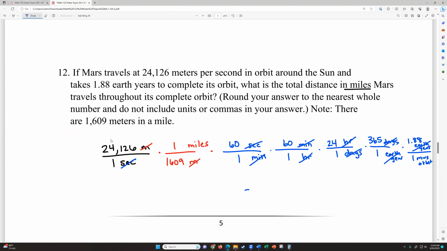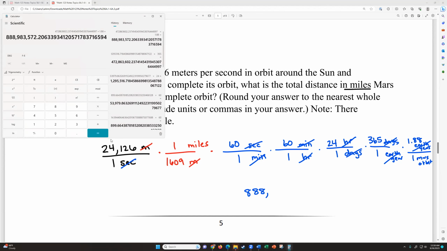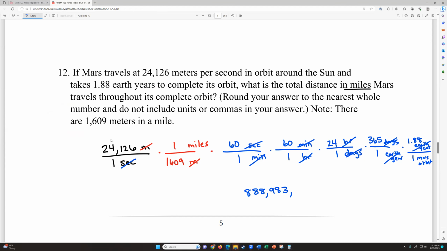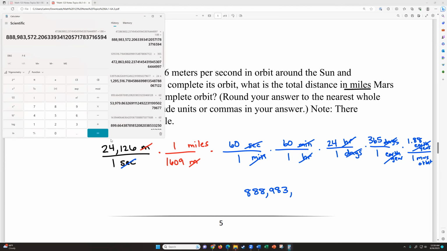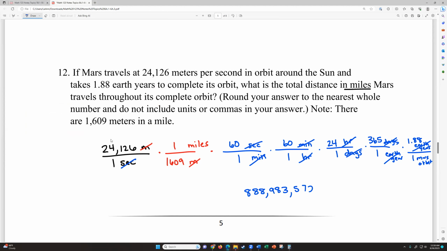So this would be 888,983. Sorry, I'm trying to read and write. I'm going to remind you not to put the commas in. I'm just doing it so I can verify this. 572, they said nearest whole number. So this would be miles. So when you type this into Newton, remember, don't put the commas in there since they specifically said not to. But that is 888,983,572 miles to complete the entire orbit.